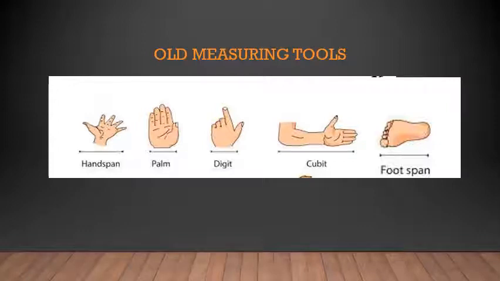Foot span means our body itself, where body parts like hand and leg were used to measure different things in the olden days. Okay, these are the measuring tools in the olden days, but today we have good proper measuring tools.